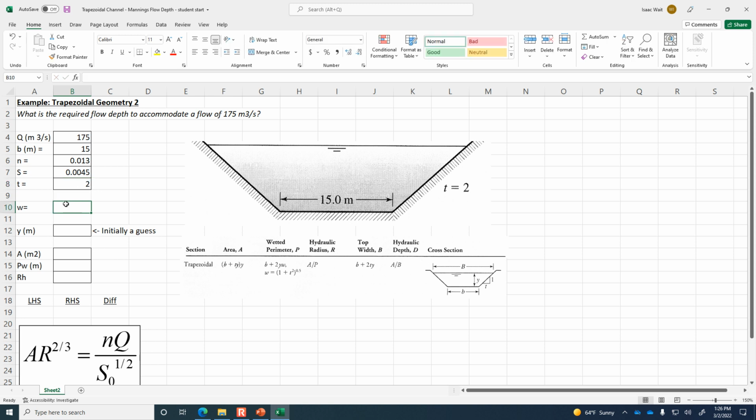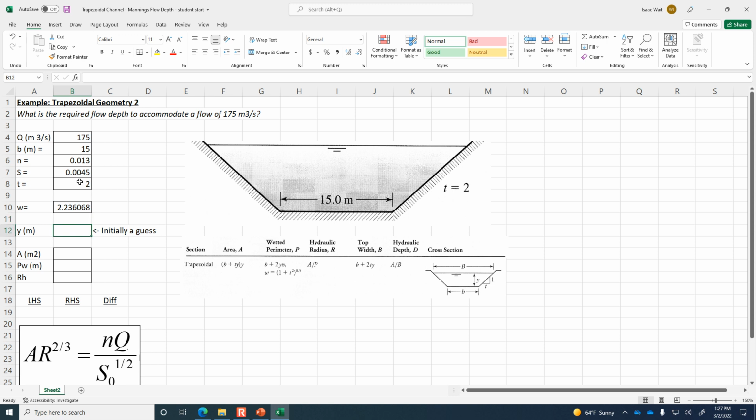All right, so we want to calculate this intermediate quantity W because it's going to be used for the wetted perimeter. So you can see that the table that we've got, I think it's table 10.1, says that W is 1 plus T squared to the 1/2 power. Okay, so W is 1 plus T squared to the power of 0.5. If you don't have your spreadsheet, you can just do these calculations by hand for now.